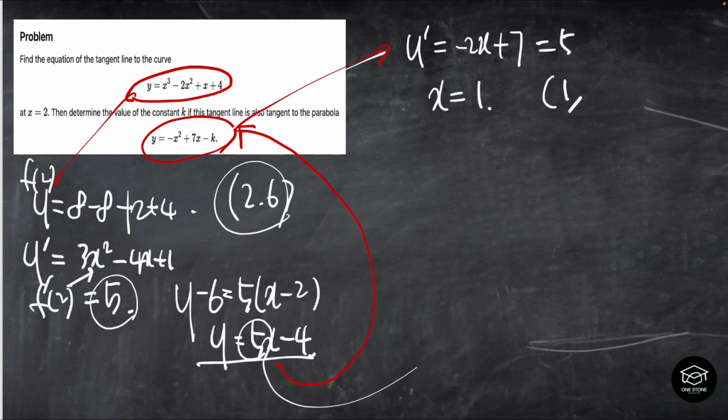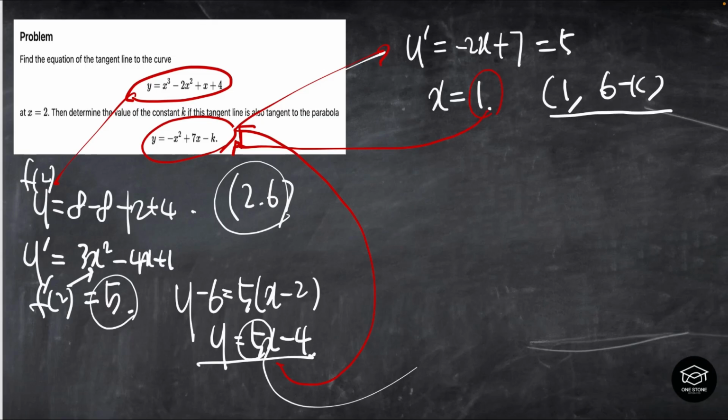Let's find the y-coordinate there. Substitute into the parabola. Negative 1 squared is negative 1, plus 7 times 1 is 7, minus k. So the y-coordinate is 6 minus k. Therefore, the tangent point on the parabola is (1, 6 minus k).